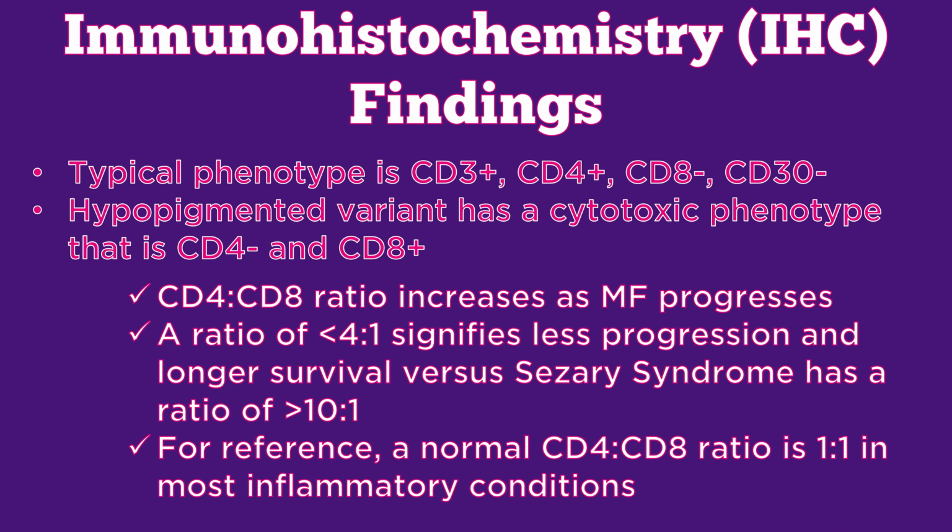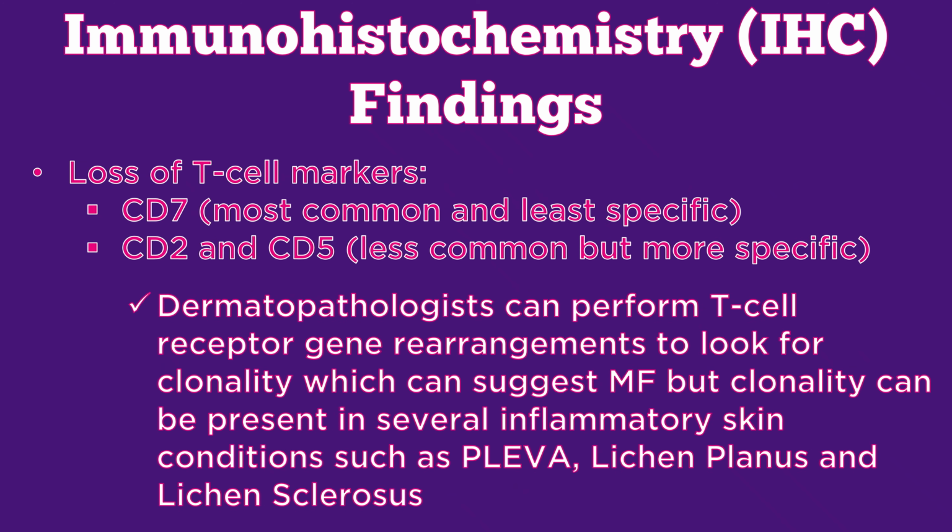Okay, so if immunohistostaining is done, you expect the cells to be CD3 positive, CD4 positive, CD8 negative, and you have a loss of CD7 staining with a possible loss of staining in CD2 or CD5. If these histo findings aren't definitive, which they often aren't for patch stage MF, then T-cell rearrangement studies can be done to look for clonality, which is going to be suggestive of the diagnosis.